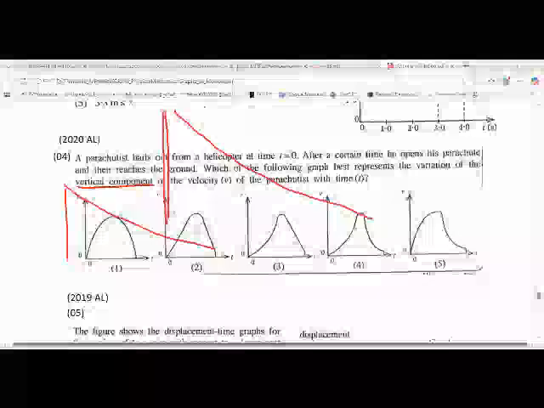Because he has two components, vertical component as well as horizontal component. If you move in this line, you have a couple of motions. One is vertical, the other is horizontal. There are a couple of motions. In this case, we consider only the vertical motion.